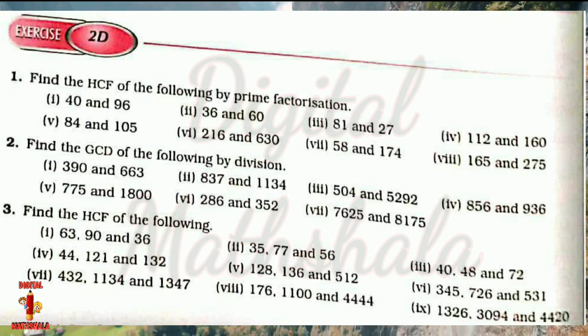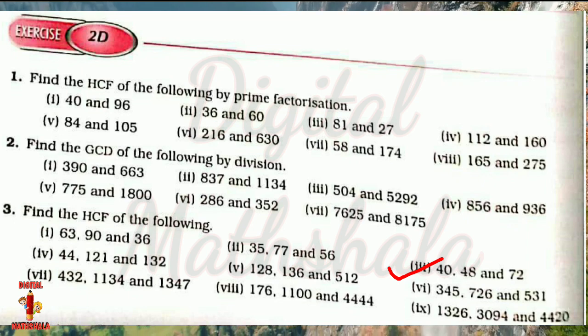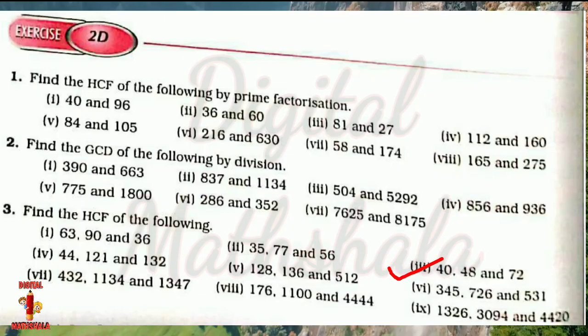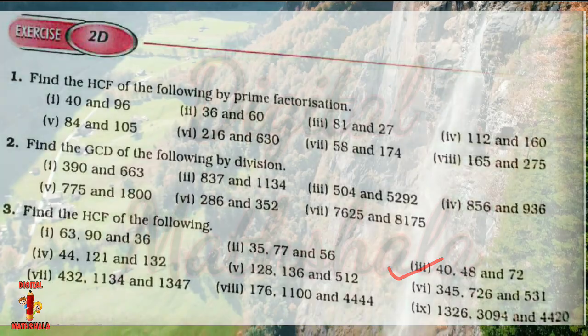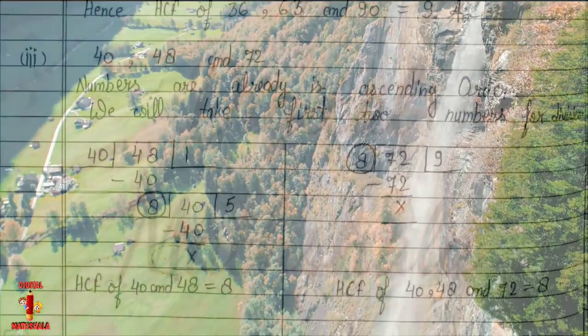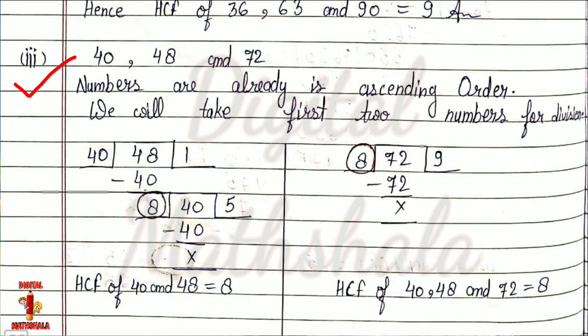Now we will move to the next question, question number 3, third part. Here 3 numbers are given, 40, 48 and 72, and we have to find out the HCF of these 3 numbers. Now in this part 3 numbers are there, 40, 48 and 72. As we know that first of all we arrange all the numbers in ascending order, but in this option all the numbers are already arranged. So now we will take first 2 numbers for the division process.